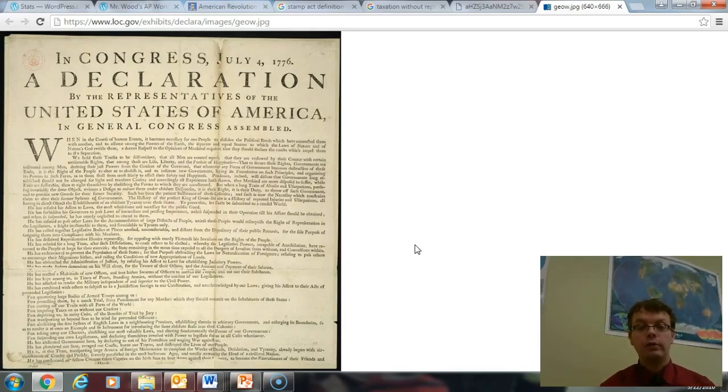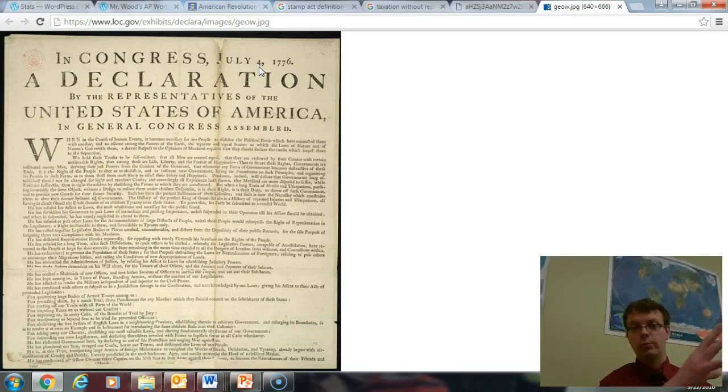Our next two terms are very connected, so I am going to talk about them together. They are the Declaration of Independence and Thomas Jefferson. And what you need to know is that, number one, Thomas Jefferson wrote the Declaration of Independence. So we can see by this picture that it was written on July 4th, 1776.